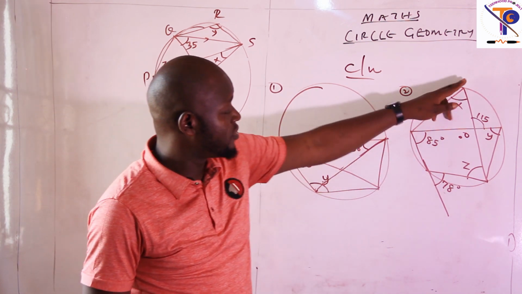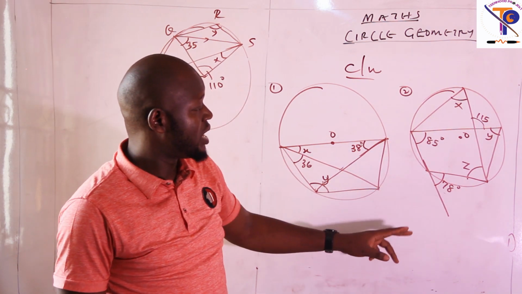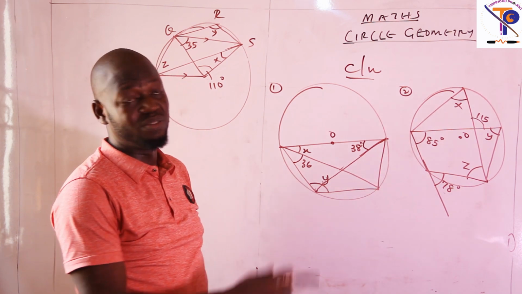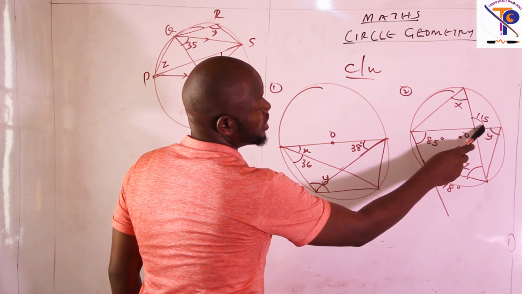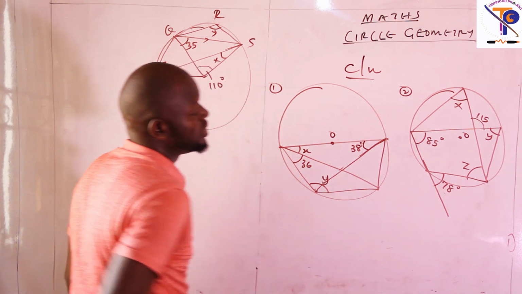And for this one, I have cyclic quadrilateral, another cyclic quadrilateral. Then I have same segment, angle in a straight line. You are fine with these two. So you are solving for x and y here. This one is 115 degrees, this is 85 degrees, this is z, and this is 75 degrees.